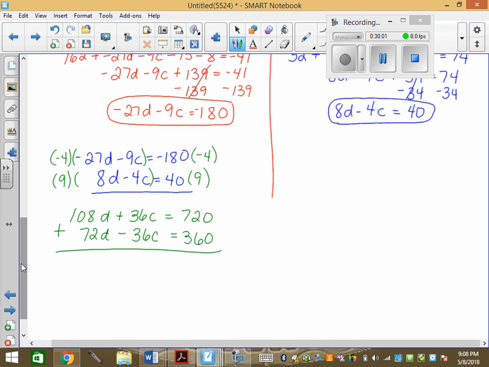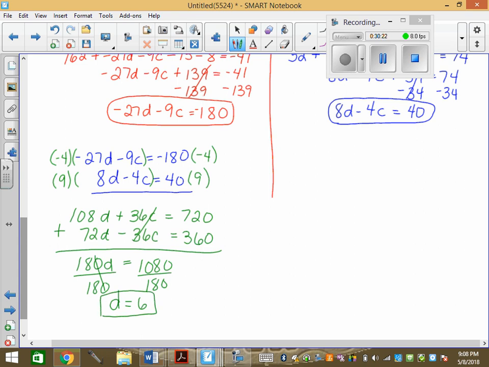So when I add them, I get negative 108d plus 72d, which is negative 180d. These cancel. And then negative 720 plus 360 is negative 360. Divide by negative 180, and d equals 2. Now that I know what d is, I can plug it back into either of the boxed equations.